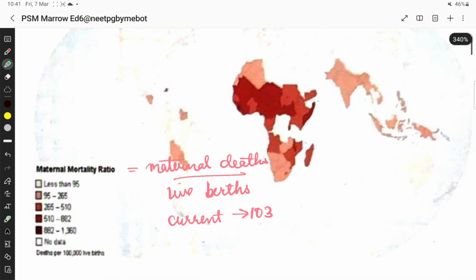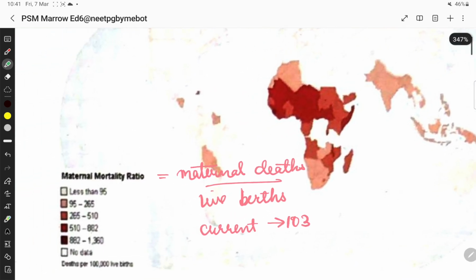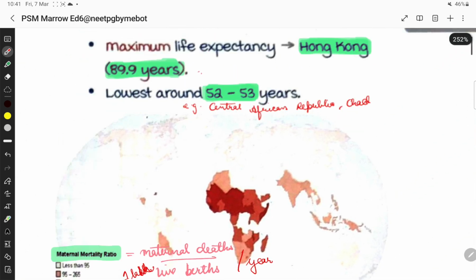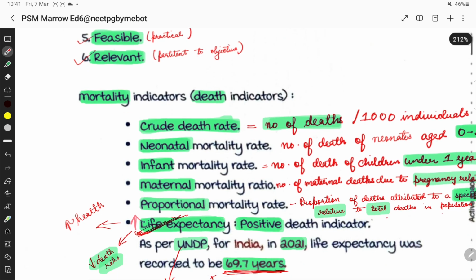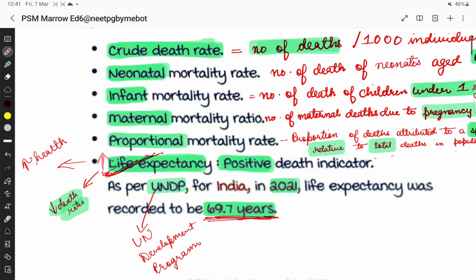And this is the map for maternal mortality rate. Maternal mortality rate is the maternal deaths per 1 lakh live births per year. So these are the mortality indicators: crude death rate, neonatal mortality rate, infant mortality rate, maternal mortality rate, proportional mortality rate, and life expectancy, which is a positive death indicator.